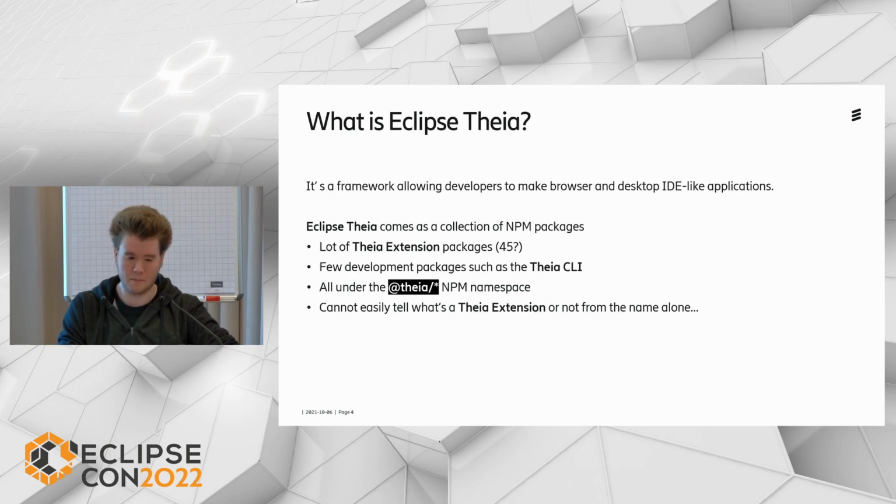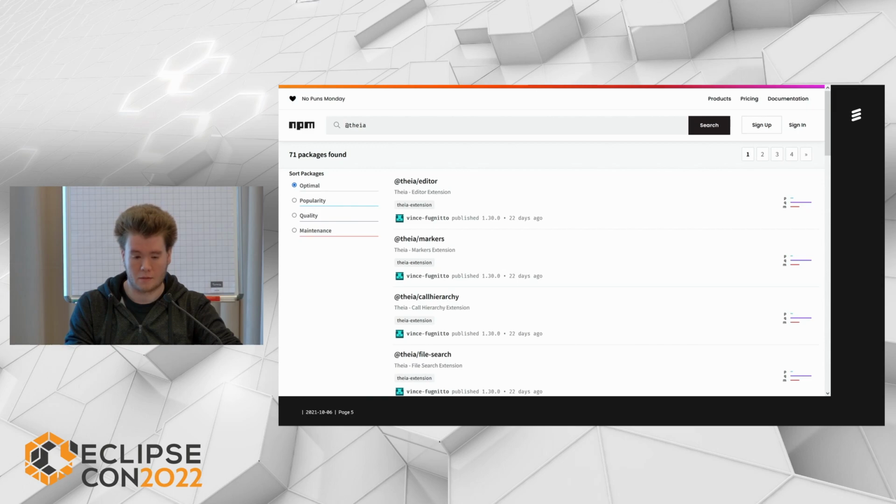framework. So Theia is this framework to make IDE applications, and it comes as a bunch of NPM packages. Currently, 45 of those packages are extensions that you can use to get features in your applications. We also distribute and publish a CLI in order to build your applications and bootstrap everything together. And you can find all of that under the Theia namespace on NPM. So that's what you would essentially be looking at.